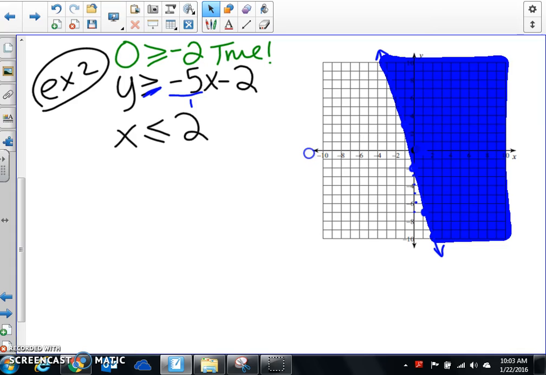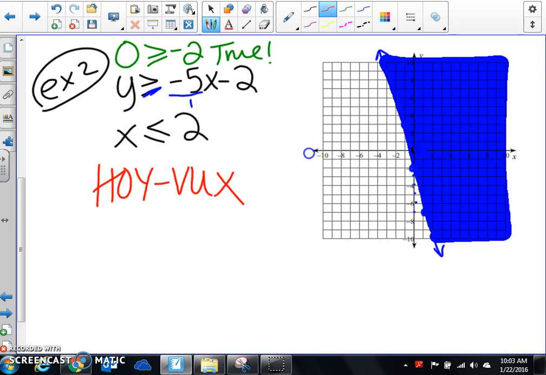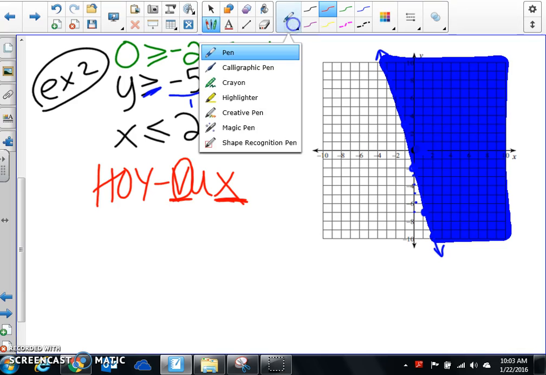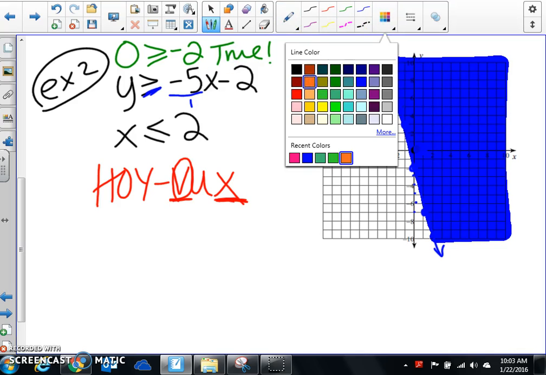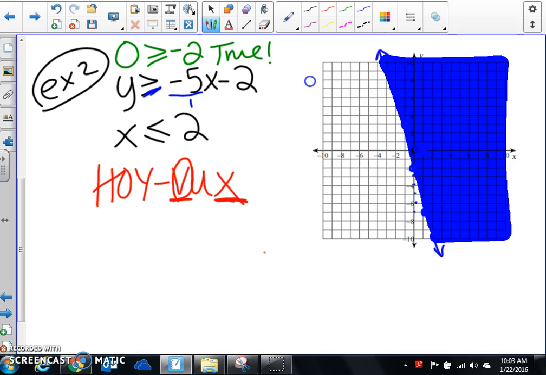Now, these are linear inequalities. If you see x is whatever or y is whatever, you actually have to think about Hoy-Vux. This is an x equals equation, so it's going to be a vertical line. Remember Hoy-Vux. I just used blue, so the opposite of blue is orange. Now I'm going to go to x equals 2. I go to the x-axis to 2. This has that equal sign, so it's going to be a solid line, and it's vertical because of Vux.